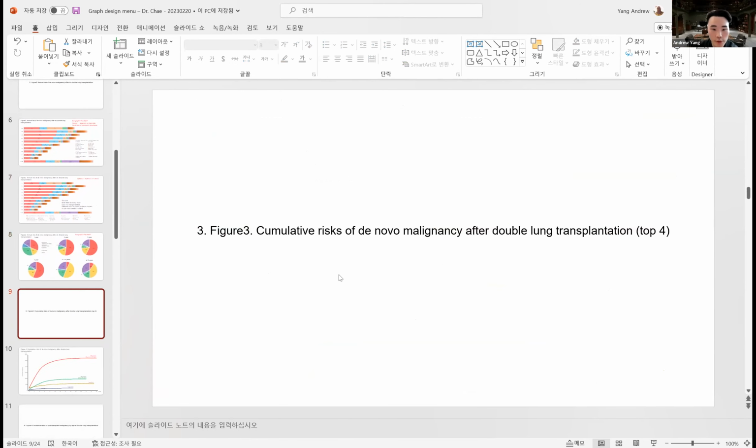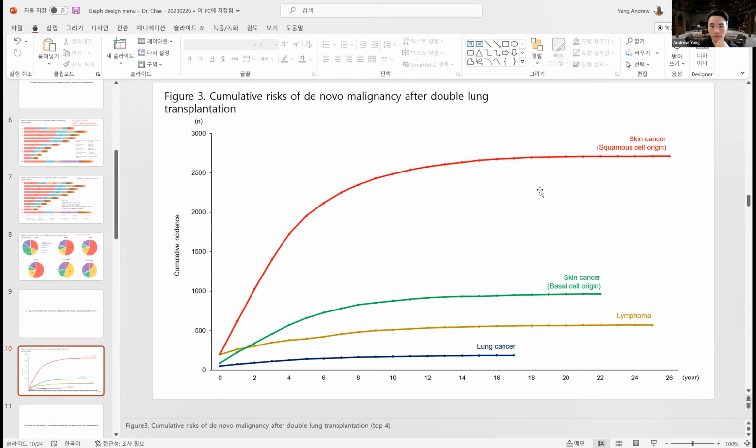This one is figure 3, cumulative risk for top 4 cancers. Looks good.